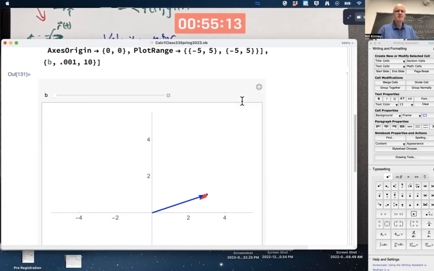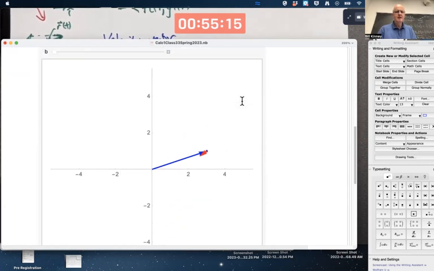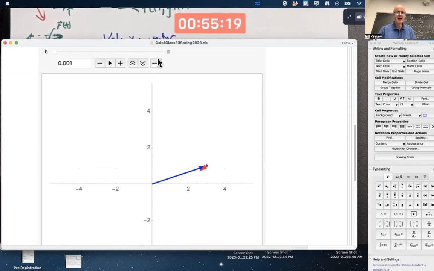I think this will work. So you see the blue arrow pointing from the origin to the location of the bug at time 0. You also see a small red arrow. That small red arrow stays the same direction and same length as the bug travels. It's representing the velocity vector.